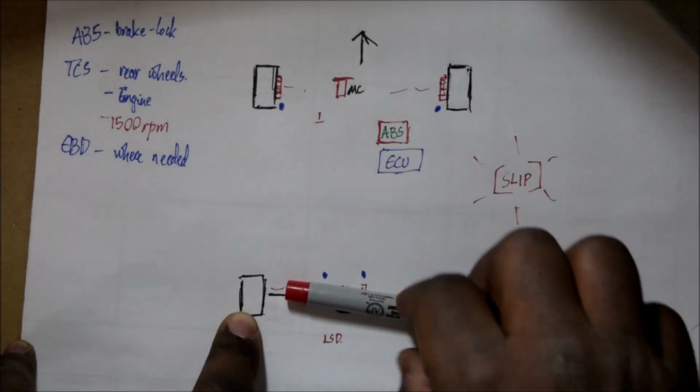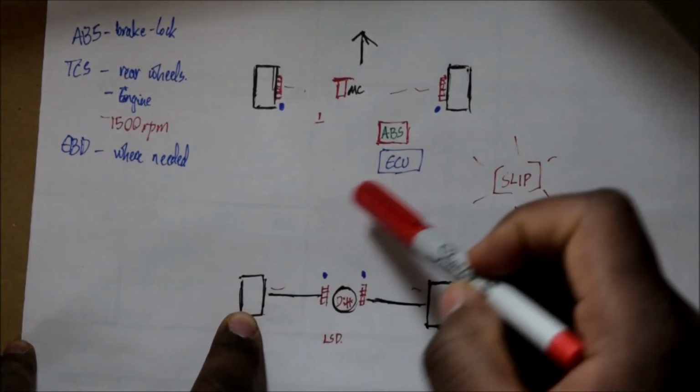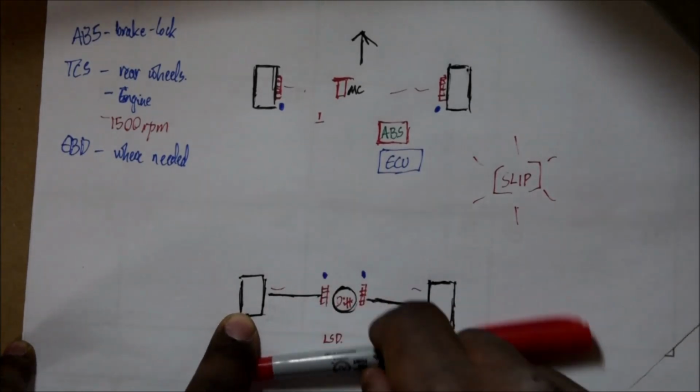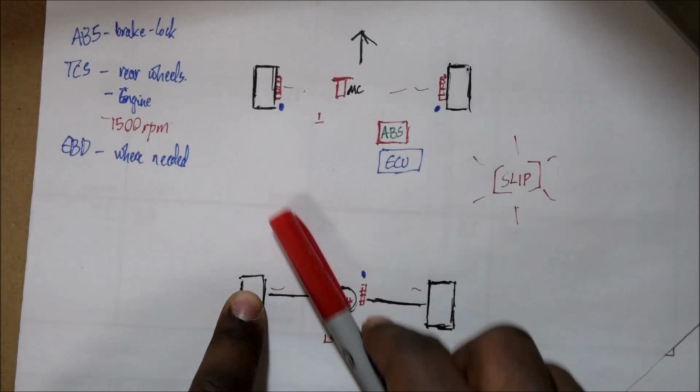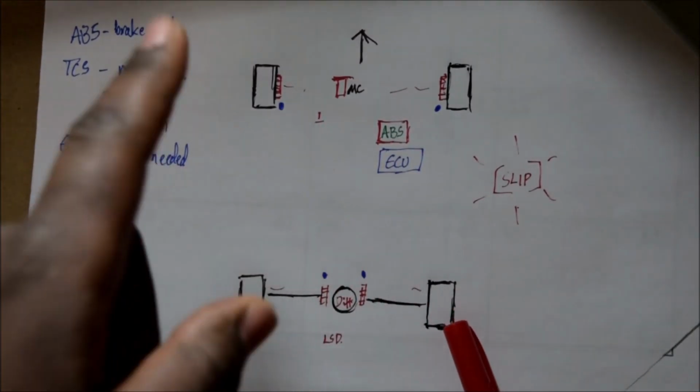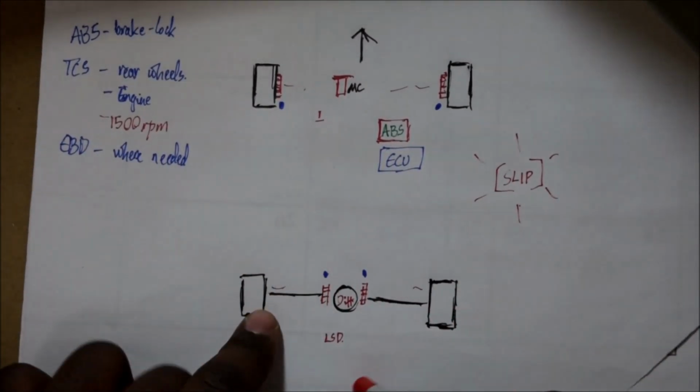I don't know if it's really 100, but it sends a lot of it to the wheel that's needed. EBD, again, communicating with other modules, tells you, hey, this is where it's needed. So it will lock this wheel, and you'll be able to turn, and when you straighten out, it releases that wheel, and you're able to go at whatever speeds you need.